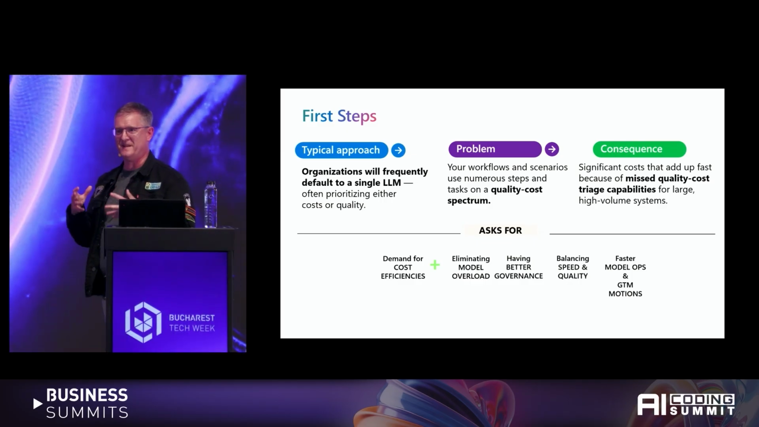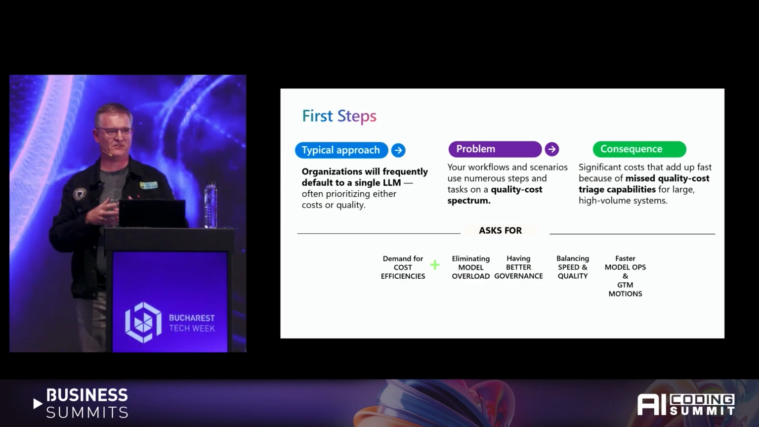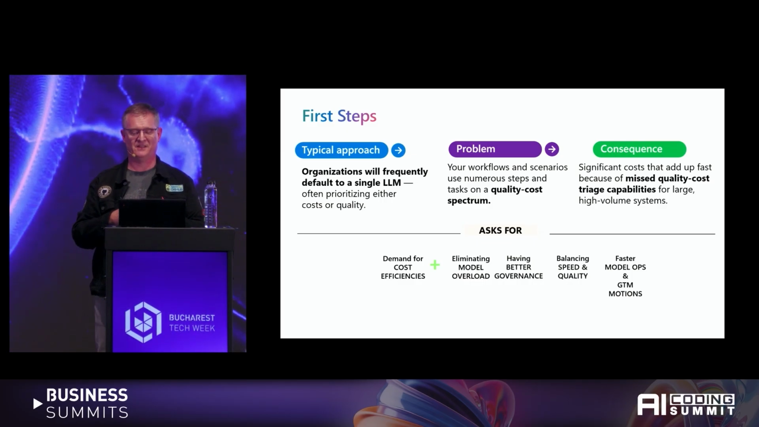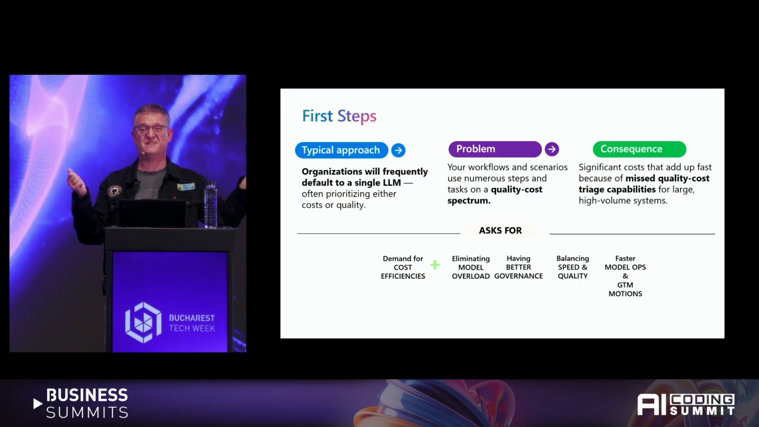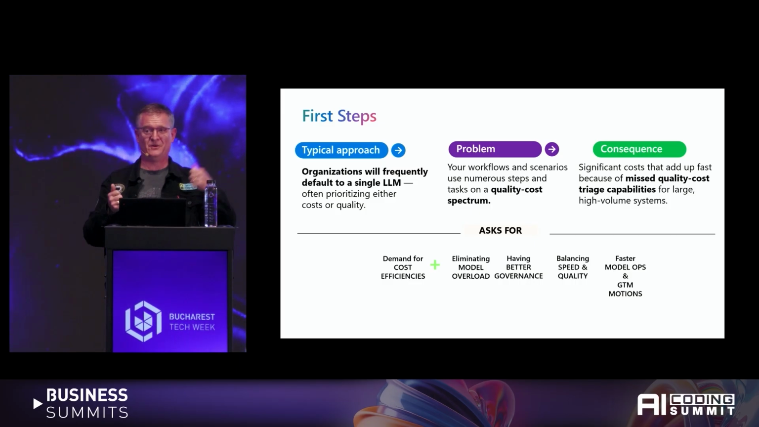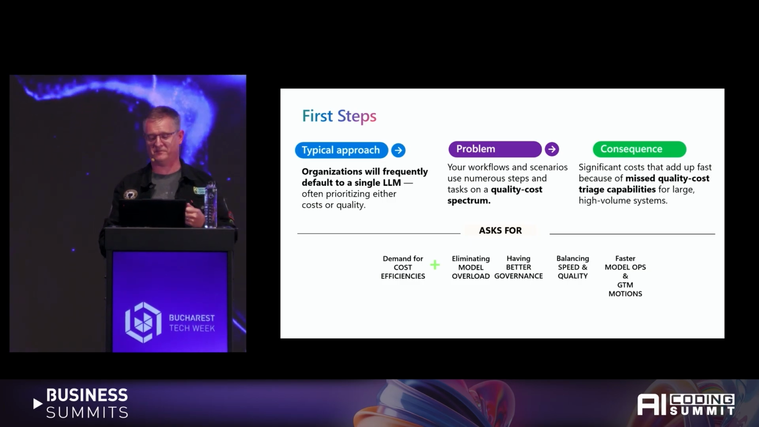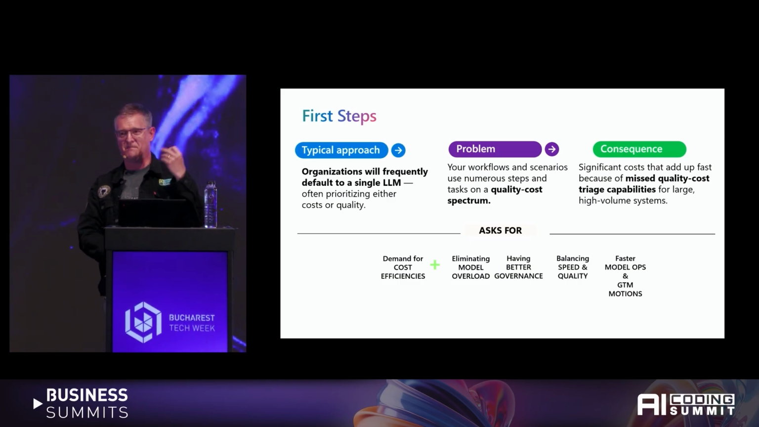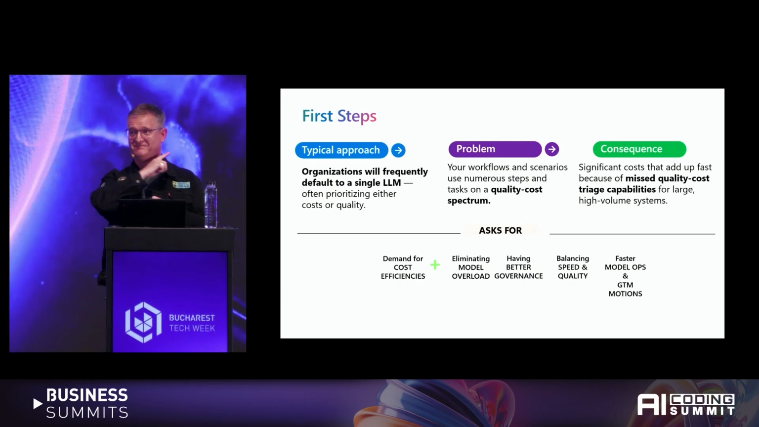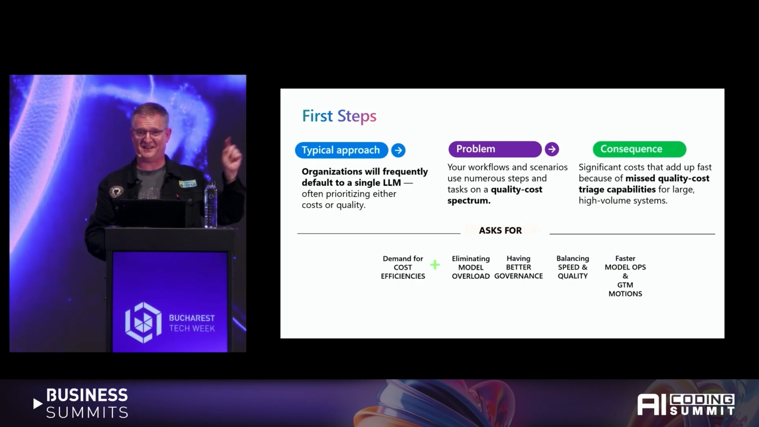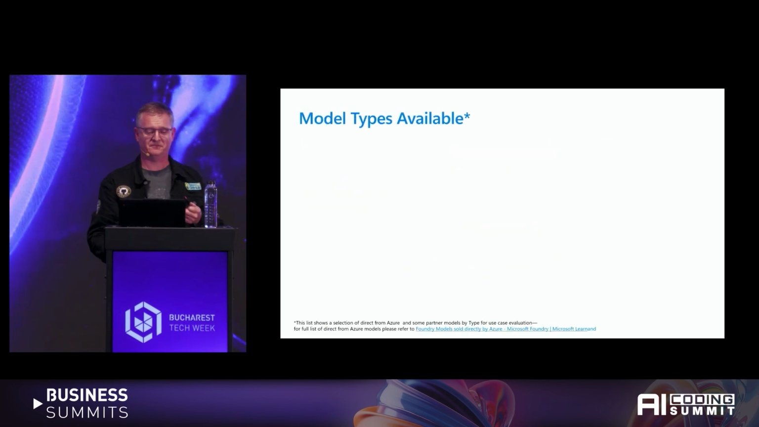They want to have better governance of their systems and services. They also want to balance speed and quality, because speed and quality results in NSAT. Are customers happy? Will customers come back? Will customers buy from us? And then it's really around model operations and GTM. They want you to get that out the door and ready. Like, get it shipped. Make it live. How can you make that faster?